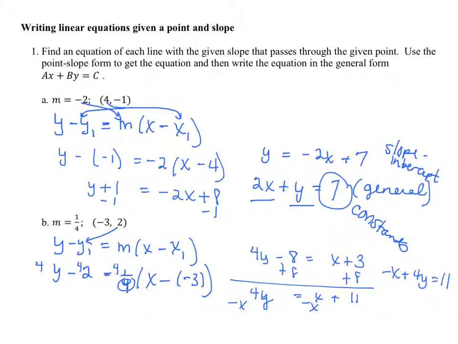In this case, it's simpler to write the equation in general form rather than in slope-intercept form, because we have nice whole numbers in general form. In slope-intercept form, we're going to get an awful lot of fractions.